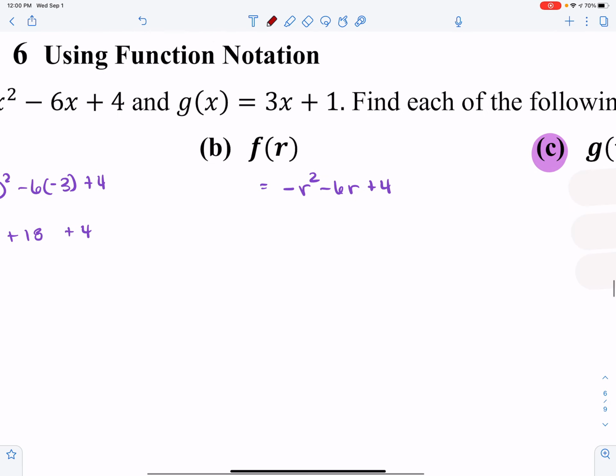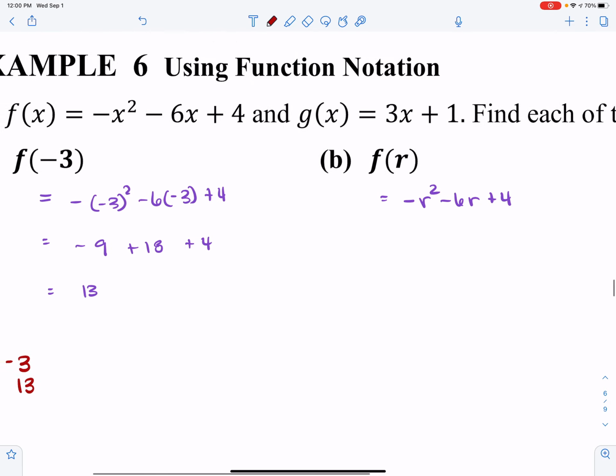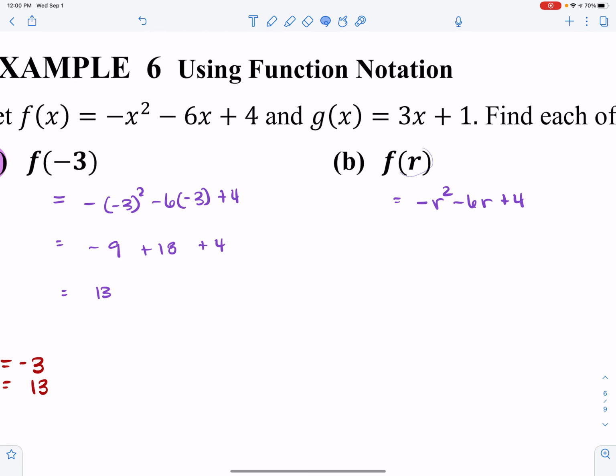All right, for f of r, notice that I took all of the x's and replaced them with r. So you'll see this statement here is just simply rewritten with r's in it.